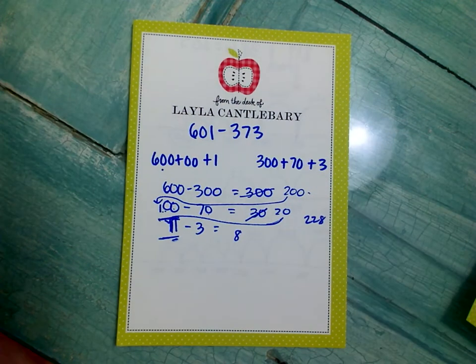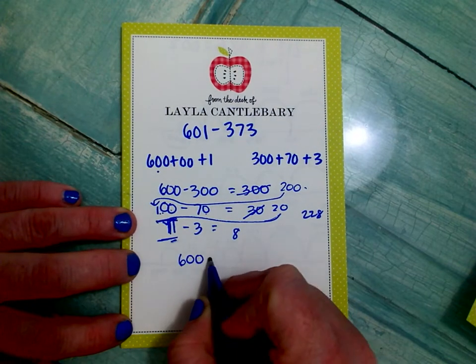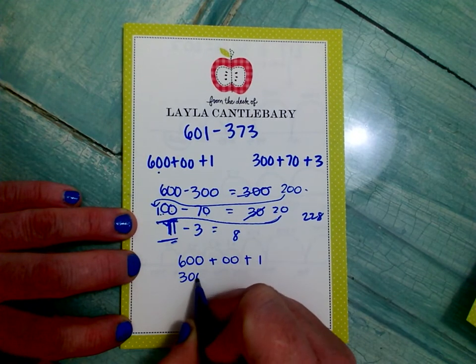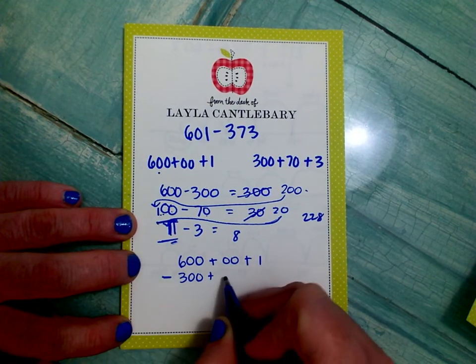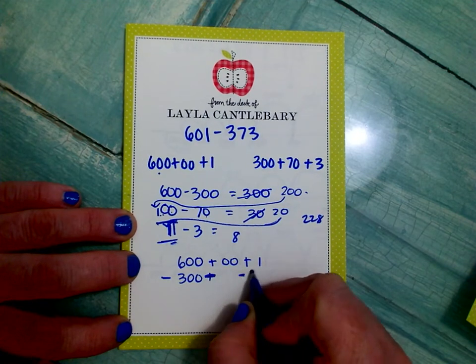So that's one way to do it. Another way to do it is to simply write it still in expanded form. So you're still writing in expanded form, but now you're going to subtract. They're not adding here. You're going to subtract.